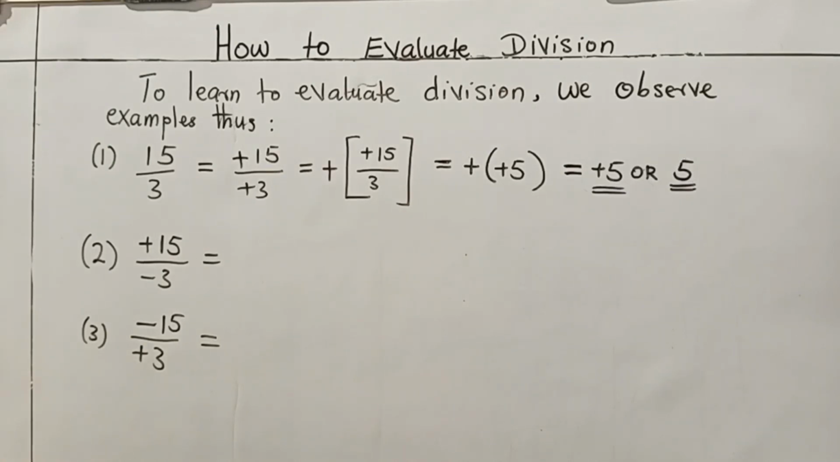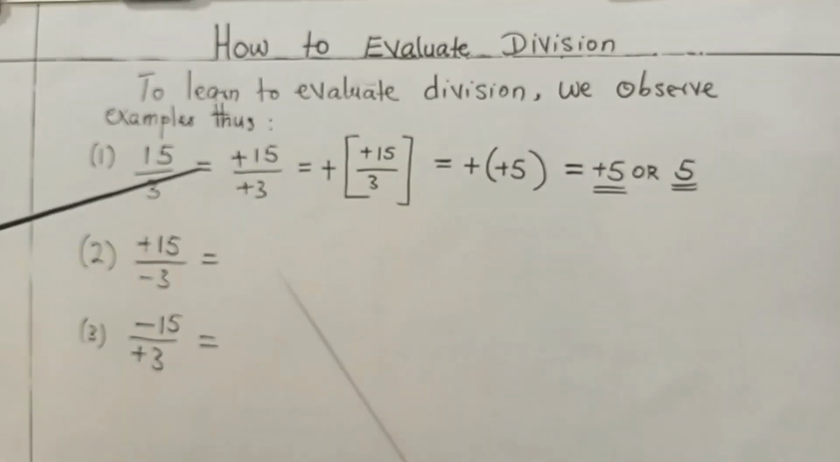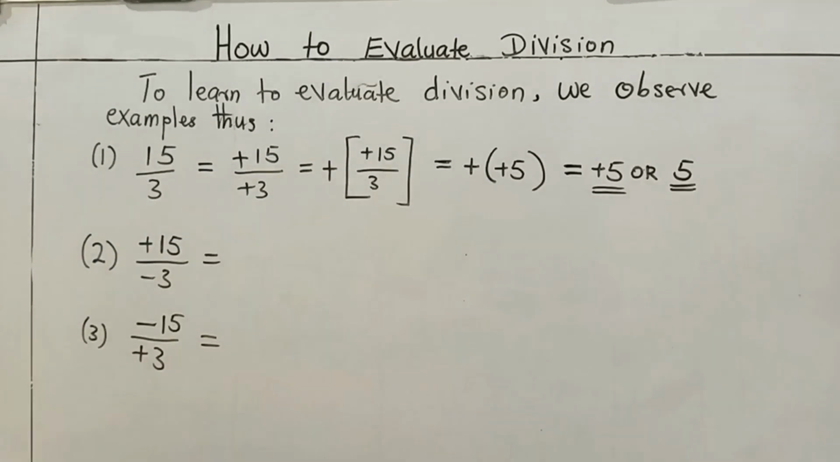All right, check if we can do this one together. This number 2. This is plus 15 over minus 3, and later minus 15 over plus 3. Let us start with this first one. That is number 2, plus 15 over minus 3. Can you write the next line of action, the next line of activity, especially after seeing what happened in this first line? Okay, let's do it together.